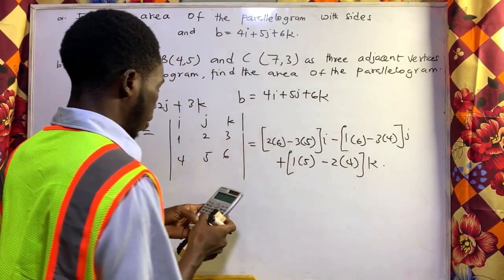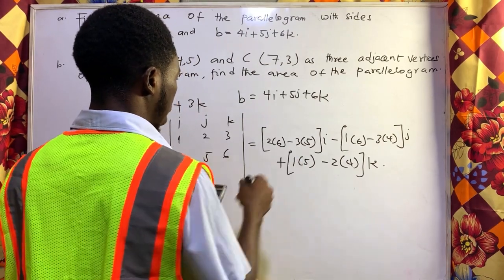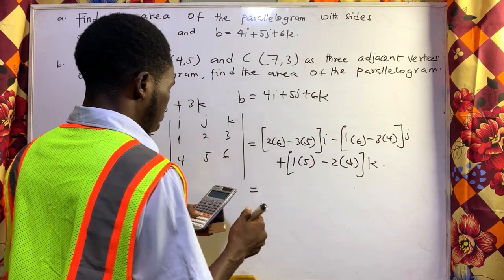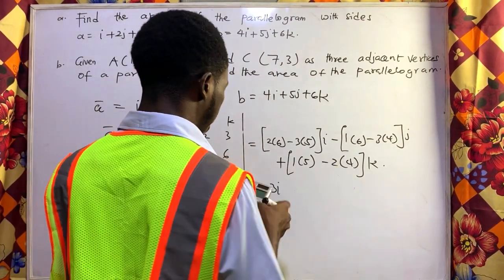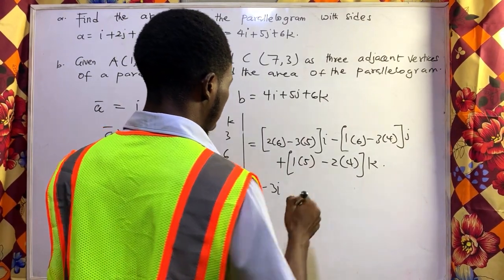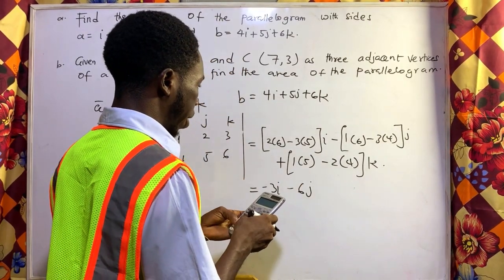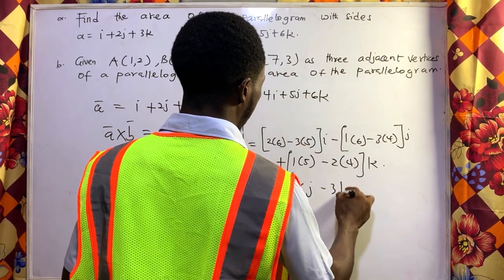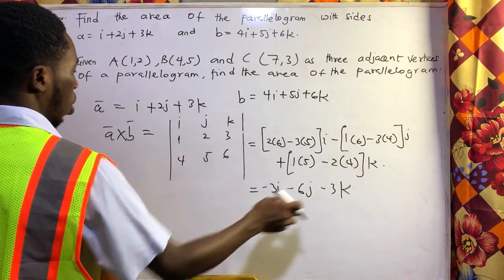Okay, so we are going to have 2 times 6 minus 3 times 5. That gives us a value of what? Minus 3, right? And then we have 1 times 6 minus 3 times 4. That gives us what? Minus 6j. Then you have 1 times 5 minus 2 times 4. That gives us minus what? 3k.